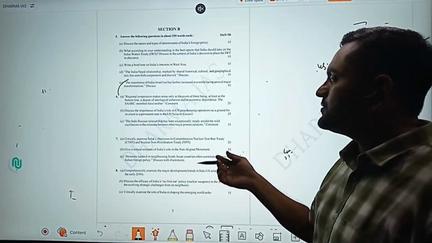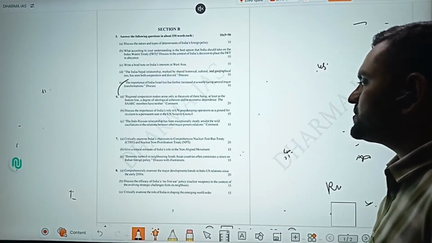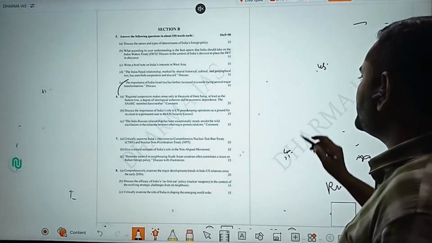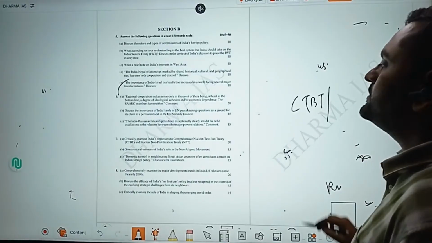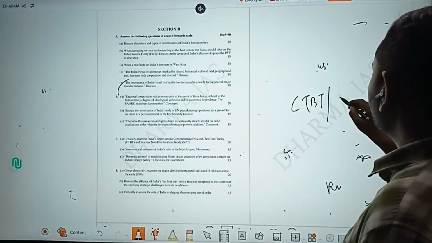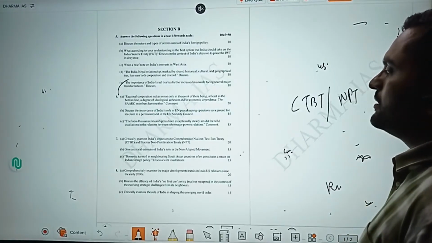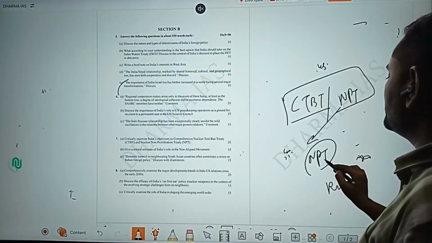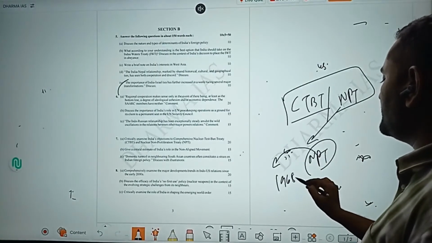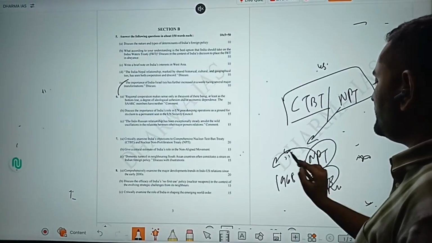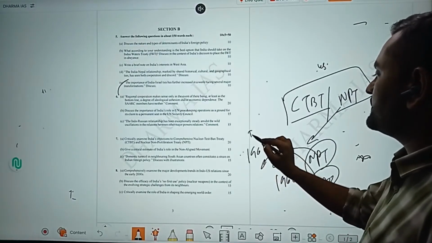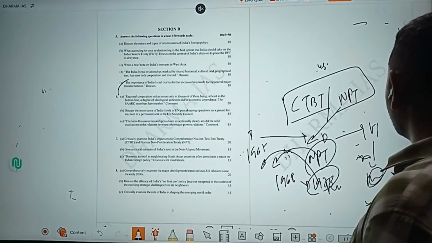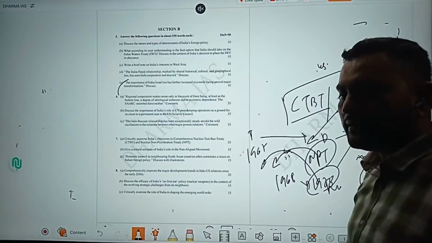Okay. Next question. Critically examine India's objections to the Comprehensive Nuclear Test Ban Treaty, that is CTBT, and the Nuclear Non-Proliferation Treaty, NPT. Objections, we all know, that NPT, especially NPT 1968, 1970, with a cutoff date of 1st January 1967, is discriminatory: haves and have-nots, horizontal proliferation, vertical proliferation, and that's why India objected to this NPT.